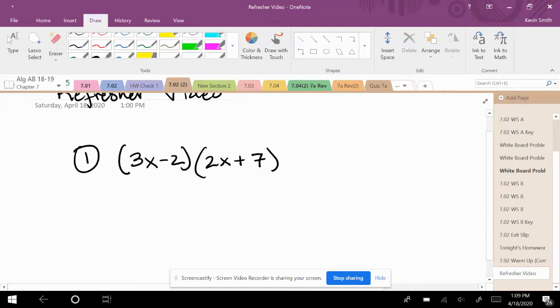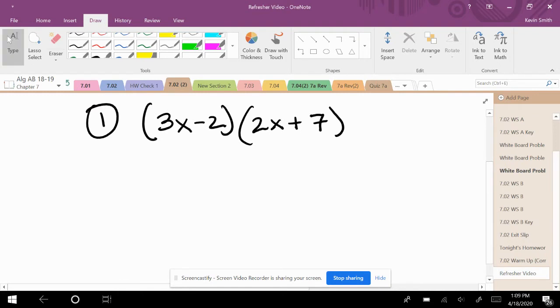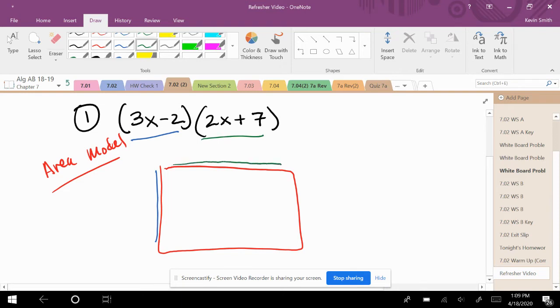Okay, so earlier last week we learned about multiplying two expressions like this. One of the methods we used to do this was called the area model. In the area model, we would draw our box and make one side of the box one of the products and the other side the other product, so we could multiply them together.